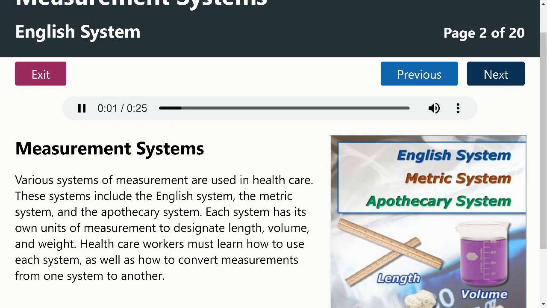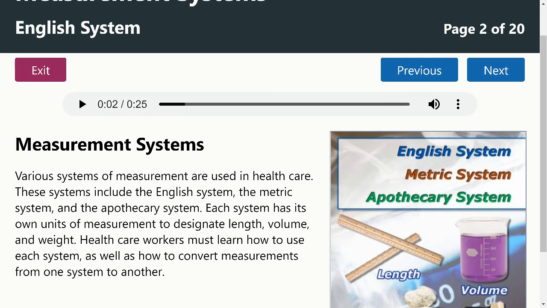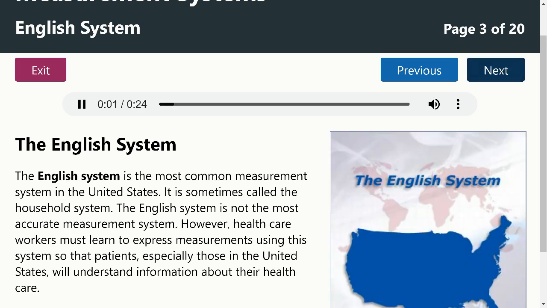Measurement systems. All right, so we have different systems of measurement that are used in healthcare. So they include English, metric, apothecary system. Each one of those systems has its own units that they use for measurement to distinguish length, volume, and weight. So healthcare workers must learn how to use each system as well as how to convert measurements from one system to another. This is when it starts getting a little bit tricky for people.